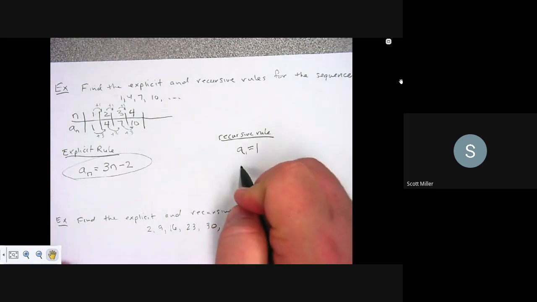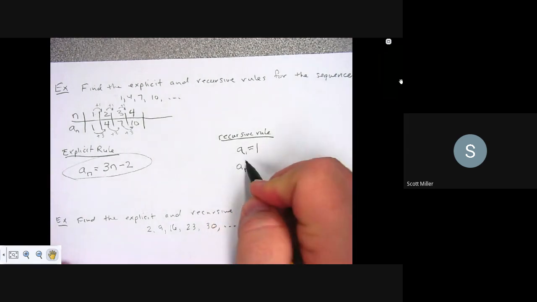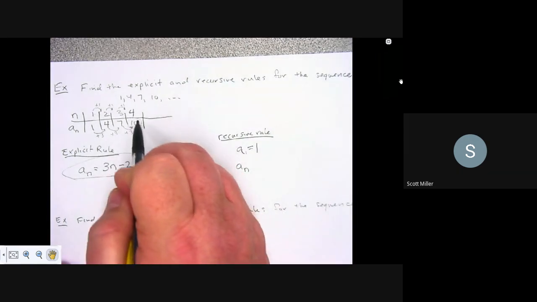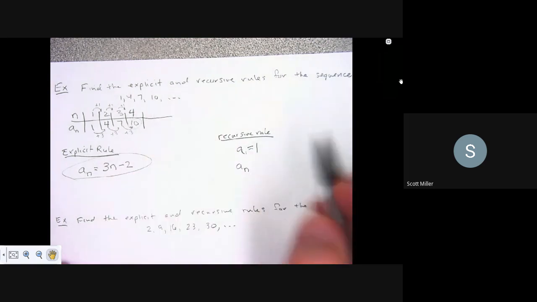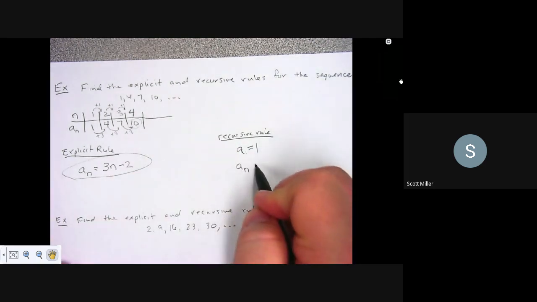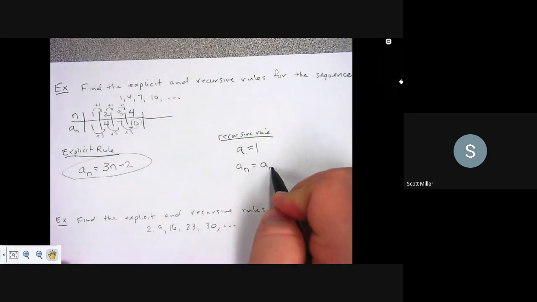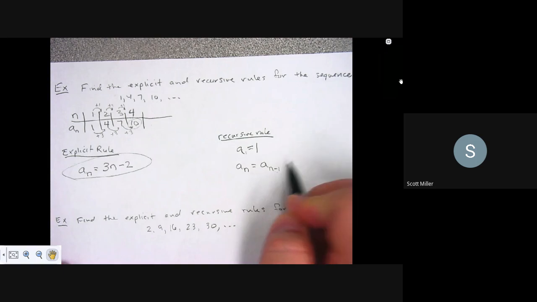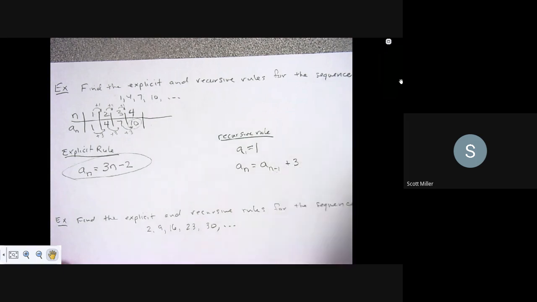So then how do I get to the next number? Well, how do I get to the next number here? I take the previous answer and add a 3. So the next number is the previous number. This is about position. Whatever position this number is, this is the one before it, and then add 3. So that would be the recursive rule.